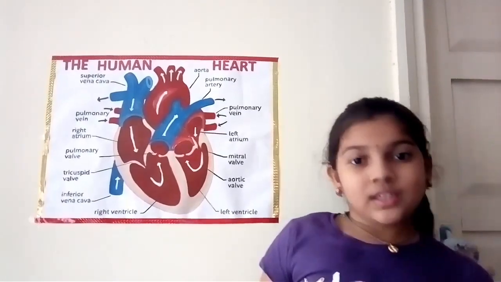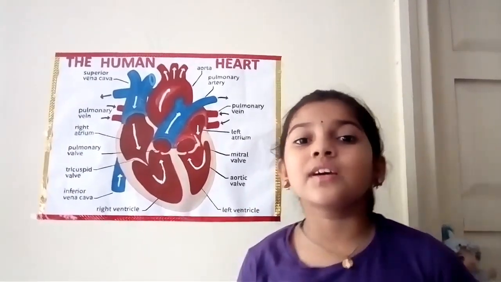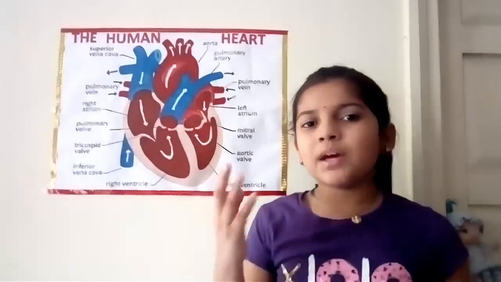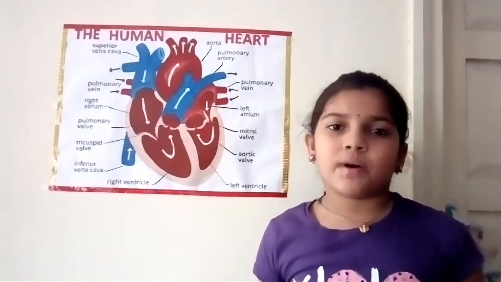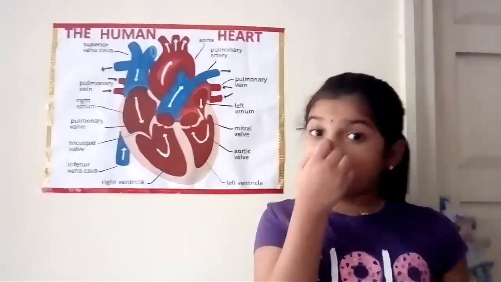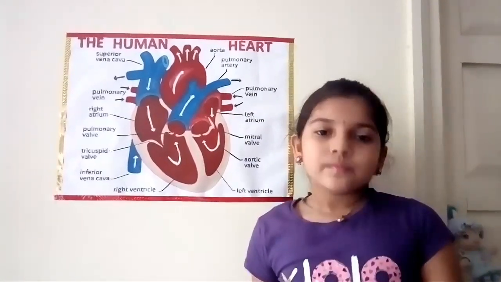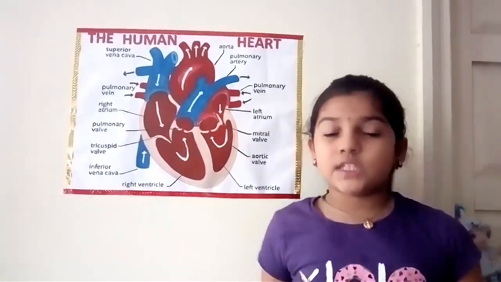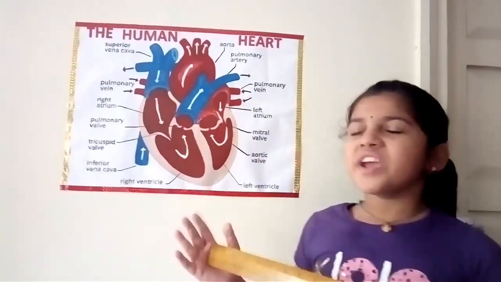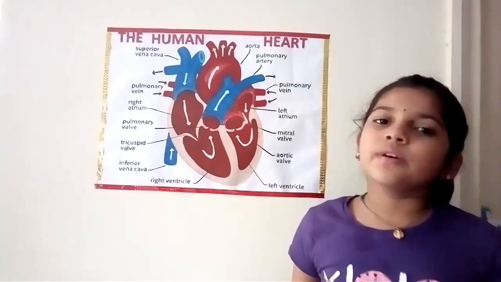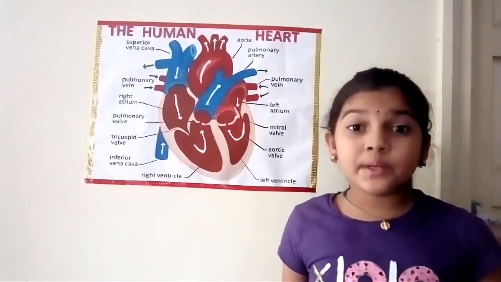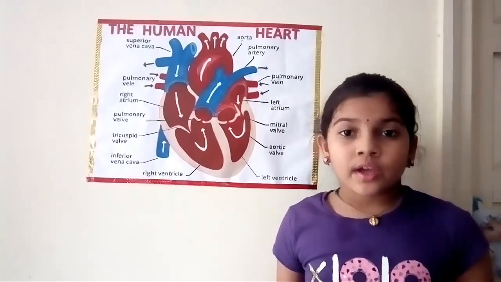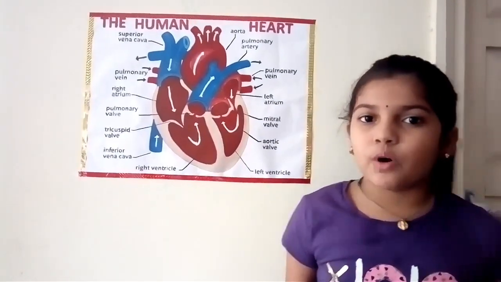Now I'm going to teach you the parts of the circulatory system and how they work. The circulatory system consists of the heart, the blood vessels and the blood. The blood vessels also consist of three parts. They are arteries, veins and capillaries. Now I am going to teach you about the blood. The blood carries nutrients and oxygen to various parts of the body and removes waste from our body. It is a red colored liquid flowing in our body.